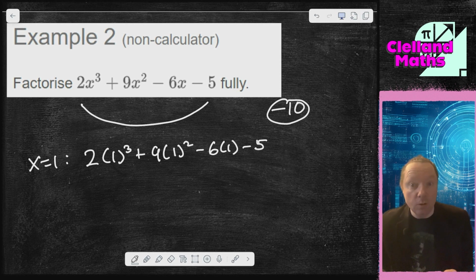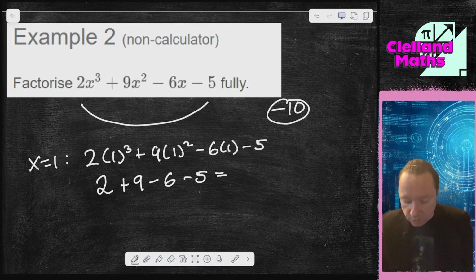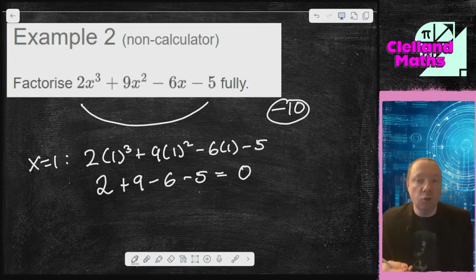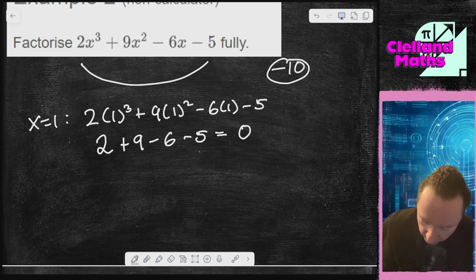And if I get 0, it is a root, so x minus 1 is a factor. So 2 times 1 cubed is 2, 9 times 1 squared is 9, minus 6 minus 5. I think I've been very lucky here. 2 plus 9 is 11, minus 6 minus 5 is 0. If I hadn't got 0, I would try minus 1. And if that didn't work, I'd try 2, then minus 2. Hopefully you won't have to do it for too long. But just checking our numbers, that looks good.